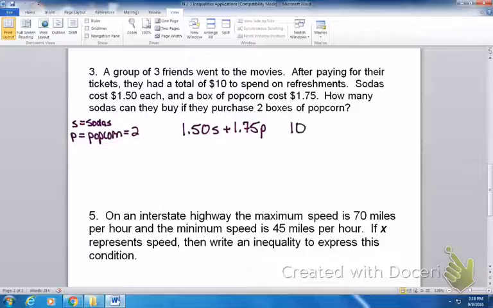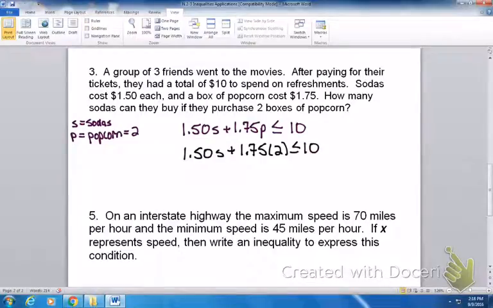Now, I only have $10. I can't spend more than that. That means 10 has to be bigger, but it can also be equal to. Now, we can do a little bit more legwork here because we know how much popcorn we're going to buy. So I'm going to have $1.50 per soda plus $1.75 times 2 popcorns. That has to be less than or equal to 10.